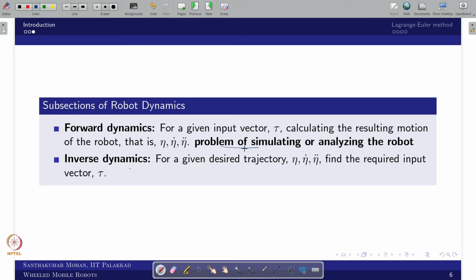So one is the problem of simulating, what we did in kinematics, the same way, but at the dynamic level. The other one is controlling the robot at the dynamic level. Again I am giving a disclaimer. Control here does not mean feedback, it is open loop. Very specifically, it is feed forward.